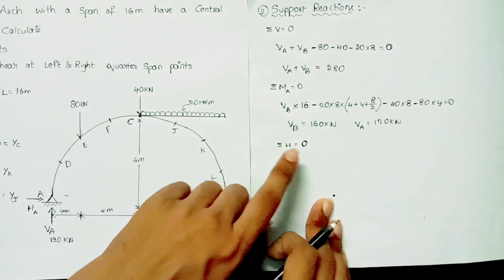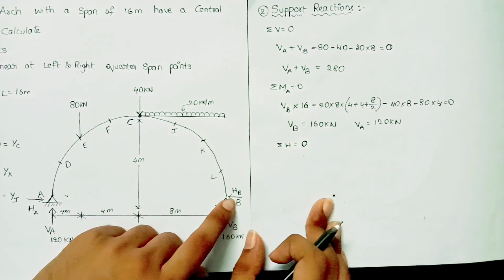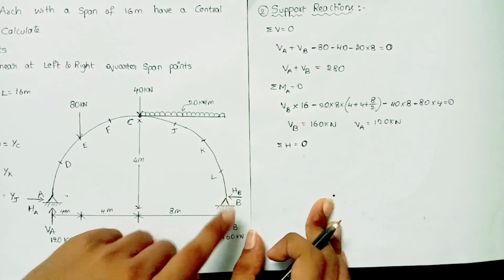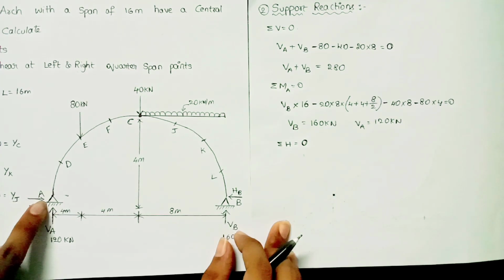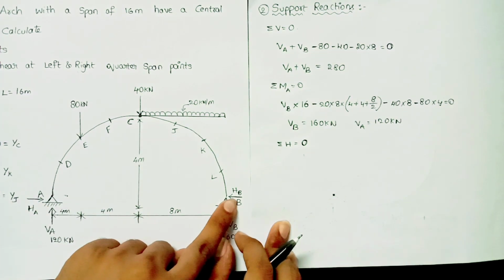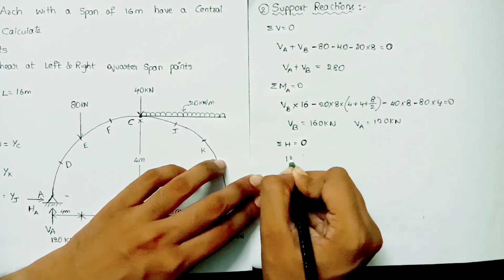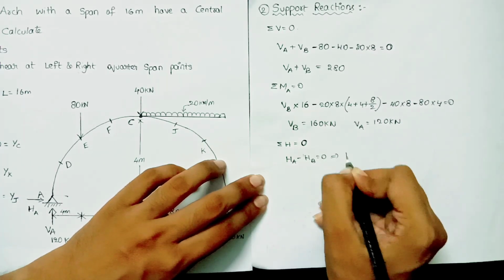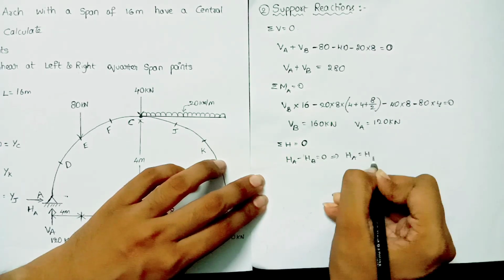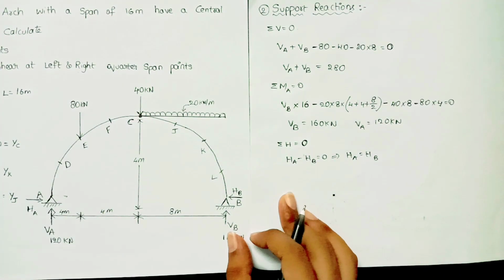So if I apply sigma H equal to 0, HA and HB are the only horizontal loads, horizontal reactions. There are no other horizontal loads and reactions in the arch. This reaction is towards the right side direction and this is towards the left side direction. So both the directions are opposite. So I am writing HA minus HB equal to 0. From this HA will be equal to HB. So the arch is symmetrical, so the horizontal reactions will be equal.